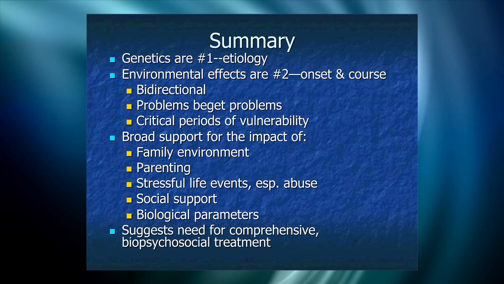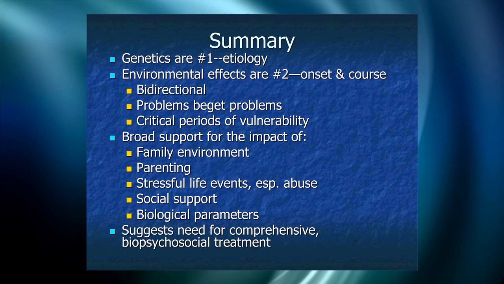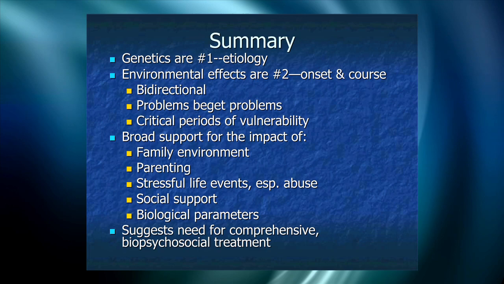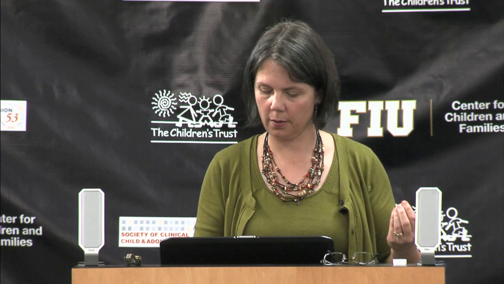And there's broad support for the impact of family environment, parenting, stressful life events, in particular abuse, social support, and biological parameters. And when you put all of that together, where does it lead you? It really suggests a need for comprehensive biopsychosocial treatment. Okay, so that's where we're at with that great big review.